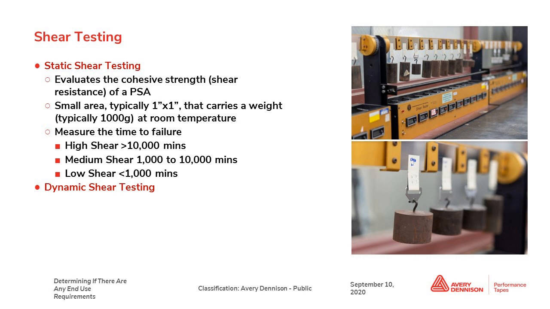The standard way to test for this would be to use a 1-inch by 1-inch section, and you can see a picture on the right, bonded to a substrate. In a vertical hanging mode, you hang a weight, typically 1,000 grams. For static shear testing, you primarily do it at room temperature and measure the time to failure. Anything that fails within 1,000 minutes, we would classify as a low shear adhesive.